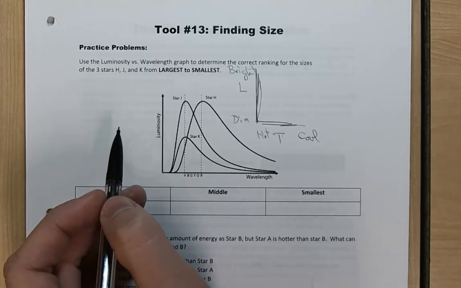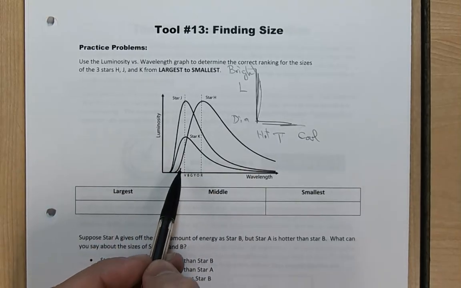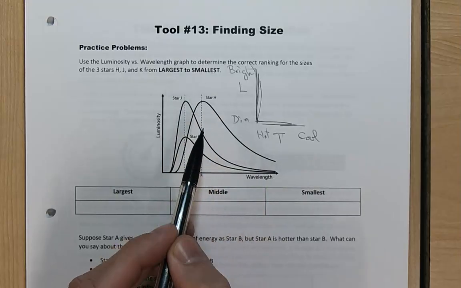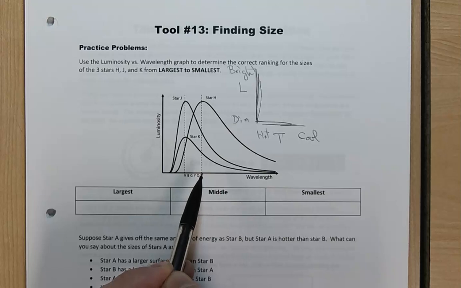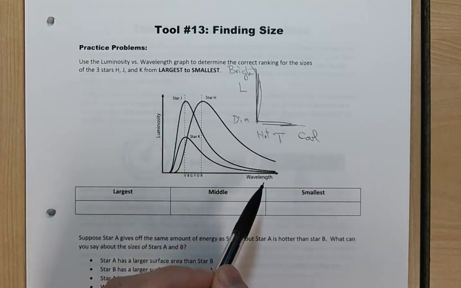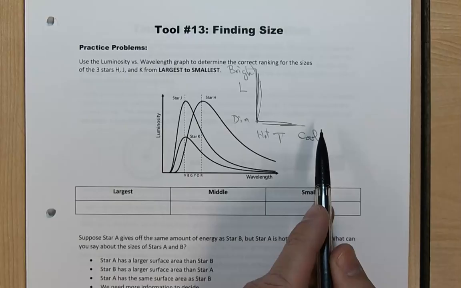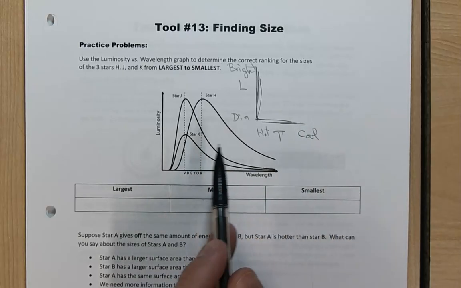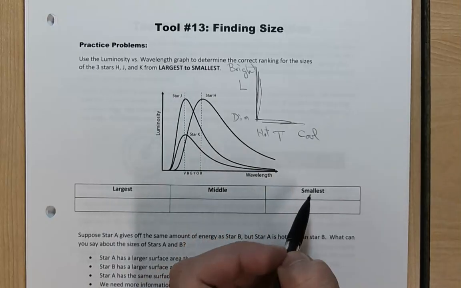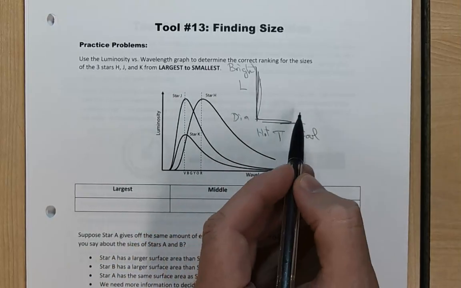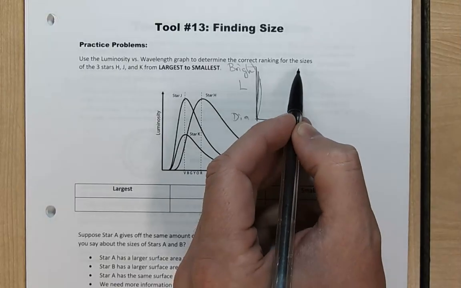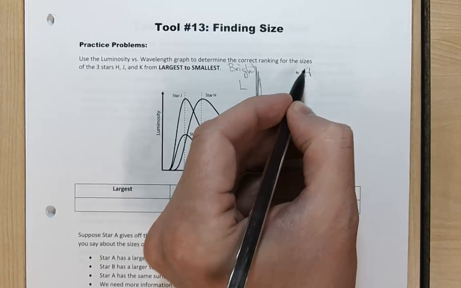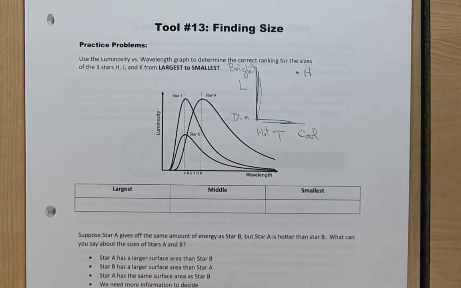So let's look at H first here. All right. Is H hot or is it cool? Well, it's peaking in the red, so that's going to be a pretty cool star. So it's going to be over here. Is H bright or is it dim? Well, it looks like it's got a big area under the curve, so that's going to make it bright. So star H is cool and bright, so that's where that star would sit on the HR diagram.